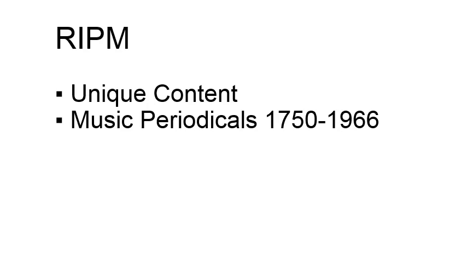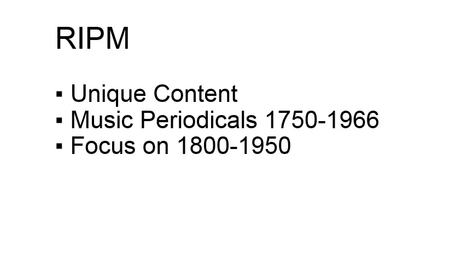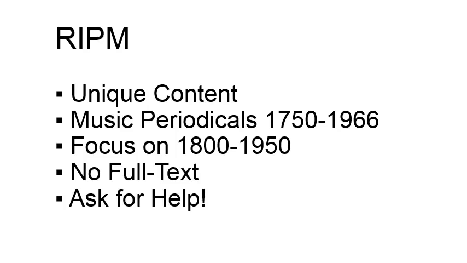To summarize RIPM, it's a unique source of indexing of older and historical periodicals in music. It indexes music periodicals from 1750 to 1966, but focuses on the period from 1800 to 1950. It has no full text, and delivery of some of these obscure journals can be tricky to fulfill, but librarians do have a lot of tricks up their sleeves, so don't be afraid to ask for help.